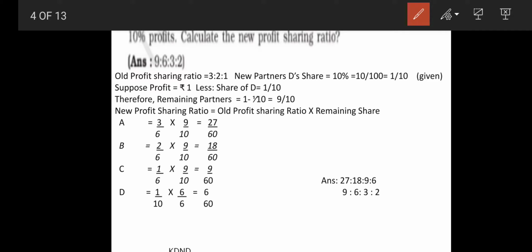As you understood this, we got the LCM equalized as 27/60, 18/60, 9/60 and 6/60. So we got the LCM, and we got our ratio as 27:18:9:6. This can be again simplified to the ratio of 9:6:3:2. This simplification can be made over here also.